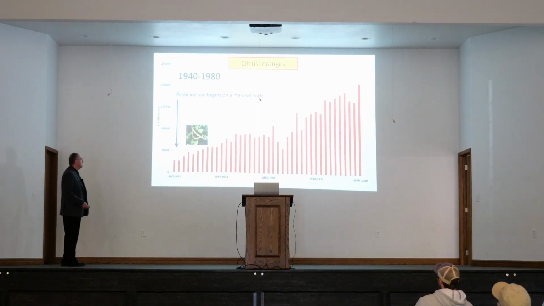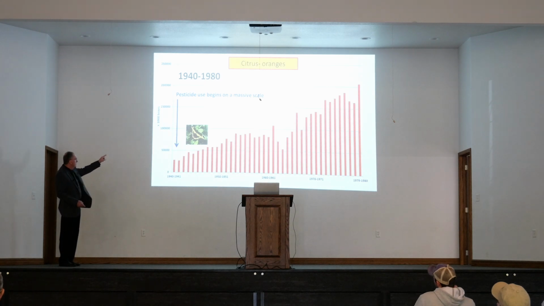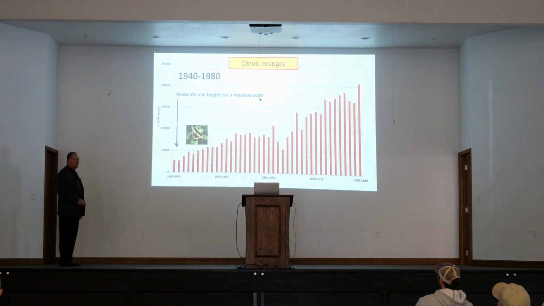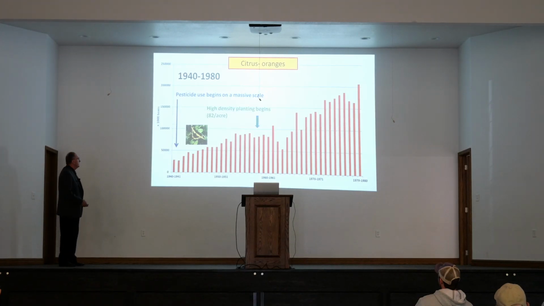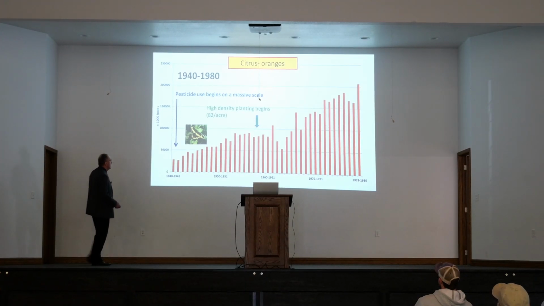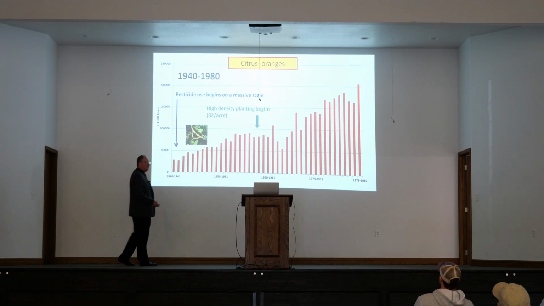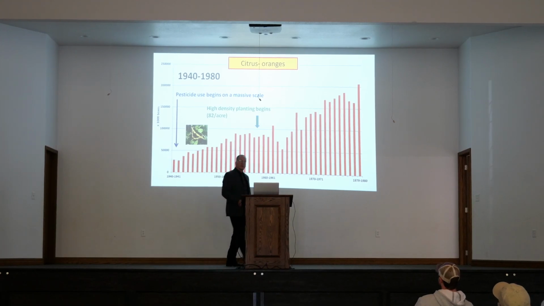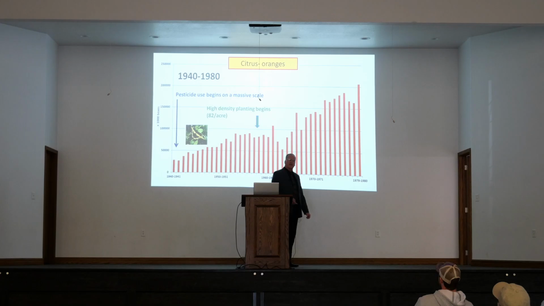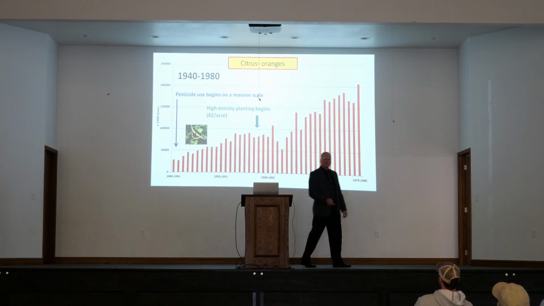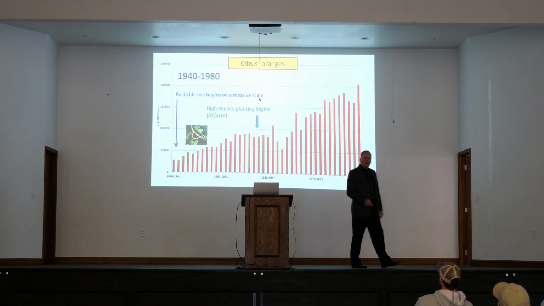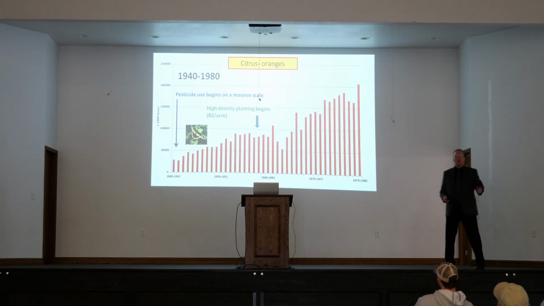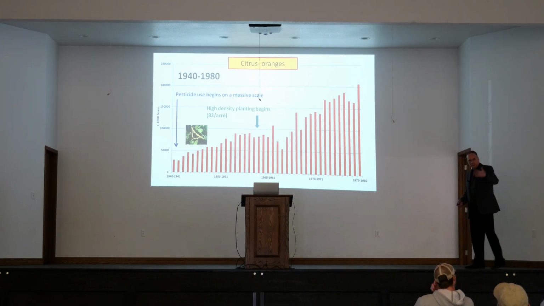So pesticide use begins on a massive scale. Insects move in, especially the new one right here, so things are starting to be problematic. In addition, we have another change. High-density planting begins. We're no longer dealing with 40 to 60 trees. Now we're dealing with 82. Can you fit 82 citrus on an acre? No, but they were planting them anyway. So we're now going up to 82 trees per acre. This is going to cause stress, as I alluded to with the corn.